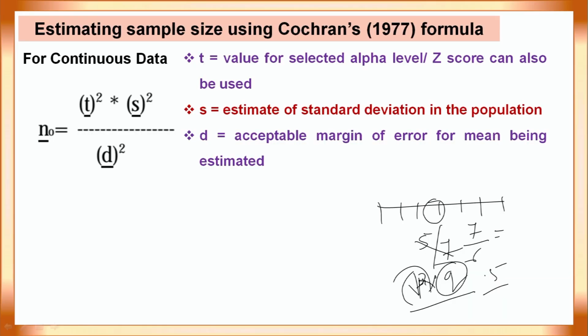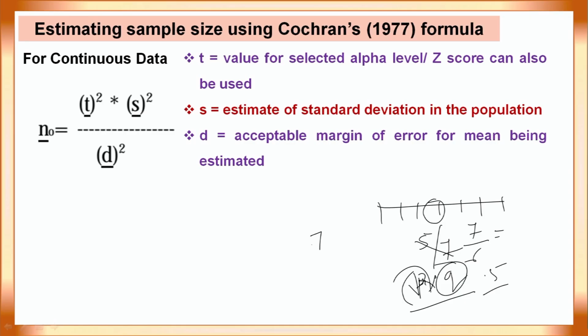The last part is the acceptable margin of error. In the case of categorical data, it is fixed at 5% level. In the case of continuous or scale data, it is fixed at 3% level. In the same example, a 7-point scale is used. What should the margin of error be? If you calculate it at 3%, that is 0.21. That means the true population mean will lie within plus or minus 0.21 of the mean calculated from the sample. That is the acceptable margin of error.